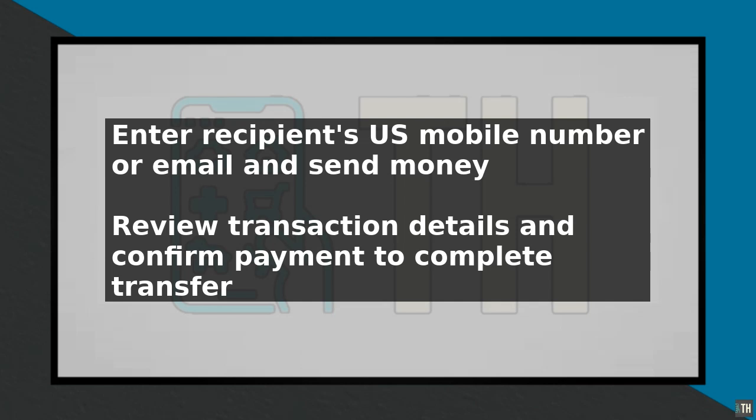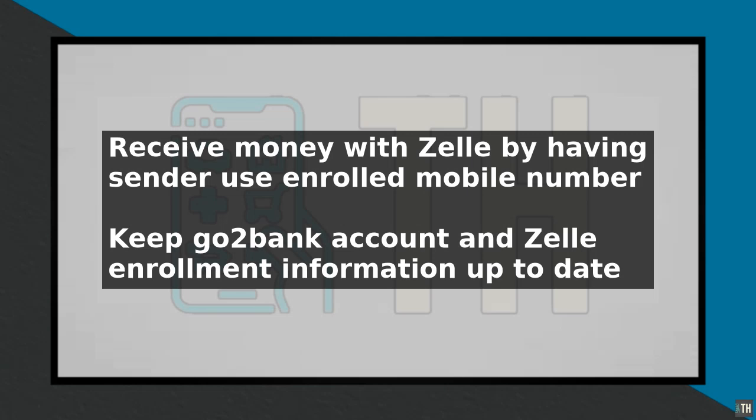To receive money with Zelle, the sender must have your US mobile number or email address enrolled in Zelle. When someone sends you money with Zelle, you will receive a notification, and the funds will be deposited directly into your Go2Bank account if you have already enrolled in Zelle.